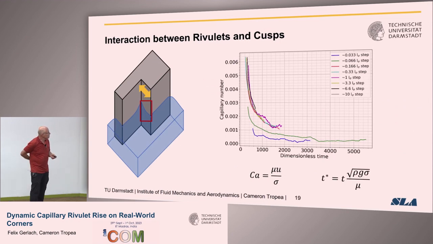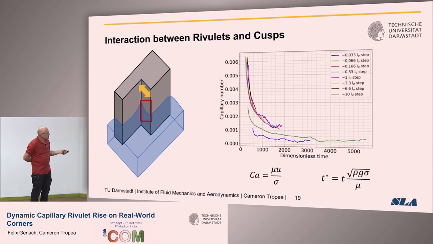The other thing is that you can look at the speed, the capillary number, so the speed at which the rivulet rises. And what you can see is basically that it is unaffected. This is with dimensionless time. At the beginning, it's moving faster, and as it goes higher and higher, it's moving slower. If it was a perfect corner, it would go to infinity.